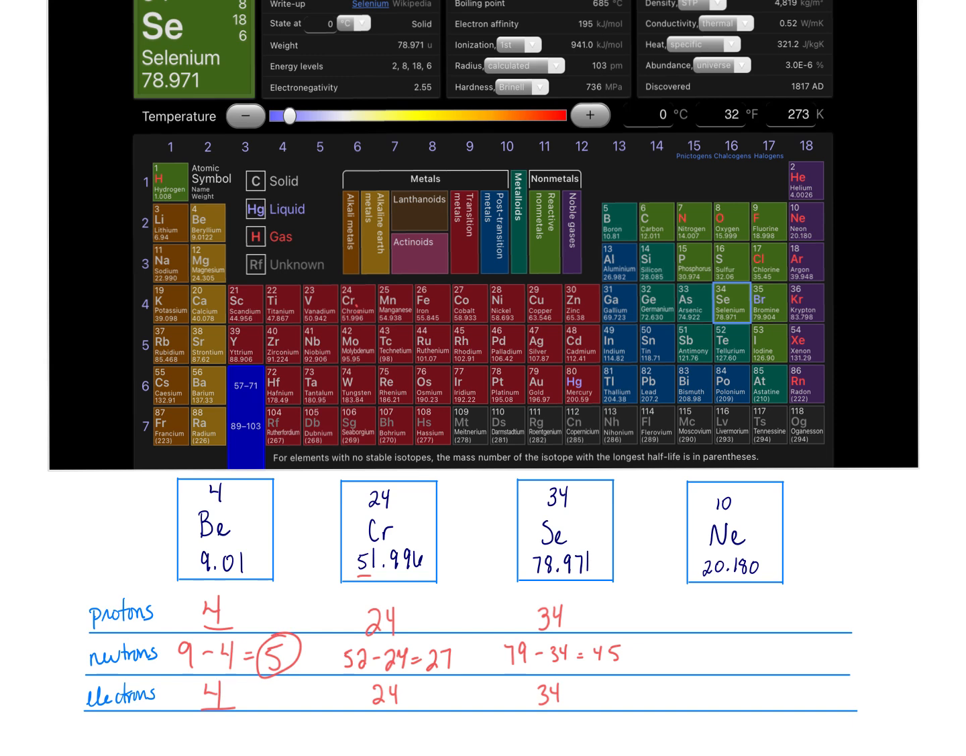And finally, we have neon. So neon has an atomic number of 10. So that's how many protons and electrons I'm going to have. And then we need to round down for this one because that's 0.18. So 20 minus 10 gives us 10 neutrons. So that's pretty rare that we have 3 of each of those, right?